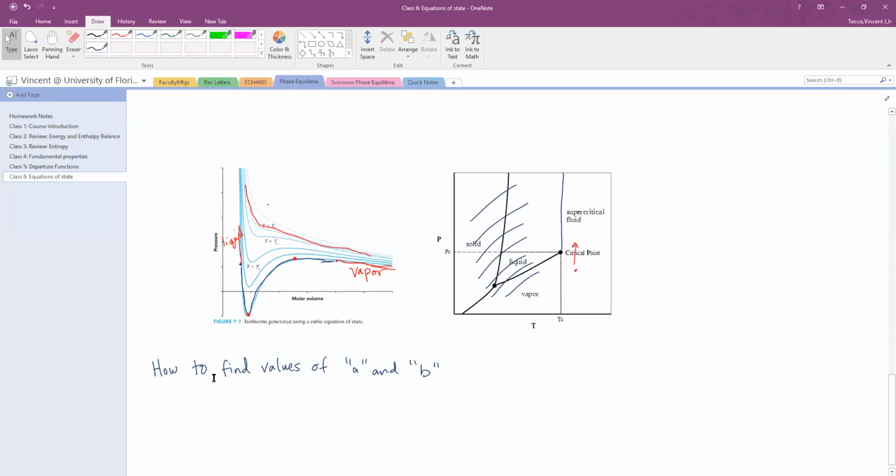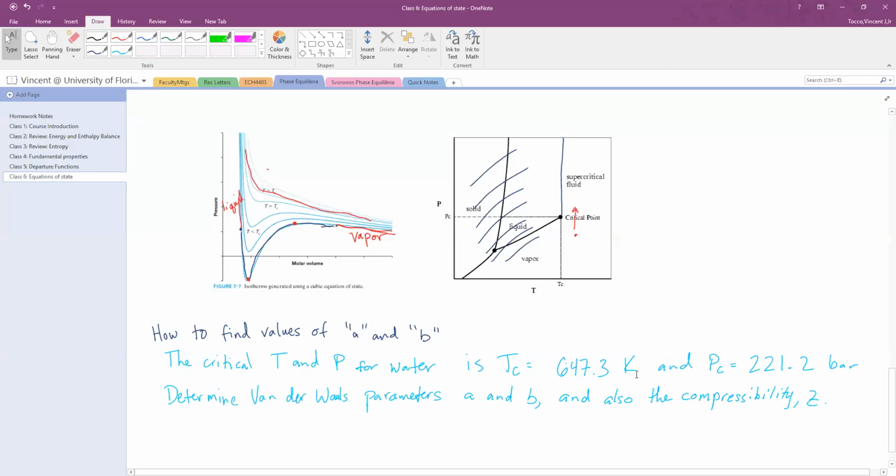So next, I want to talk about how to find values of the parameters A and B if the problem doesn't come right out and tell you what they are. And I want to illustrate that process for water. All right, so the critical temperature and pressure for water is given, that's looked up, and we want to determine the van der Waals parameters of A and B, and also we want to find the compressibility at the critical point as well. So compressibility at the critical point is Z sub C.